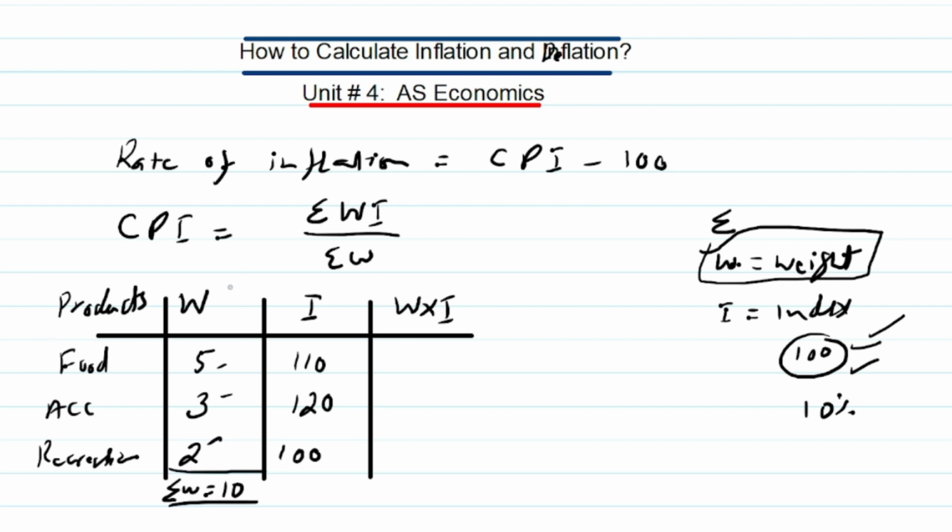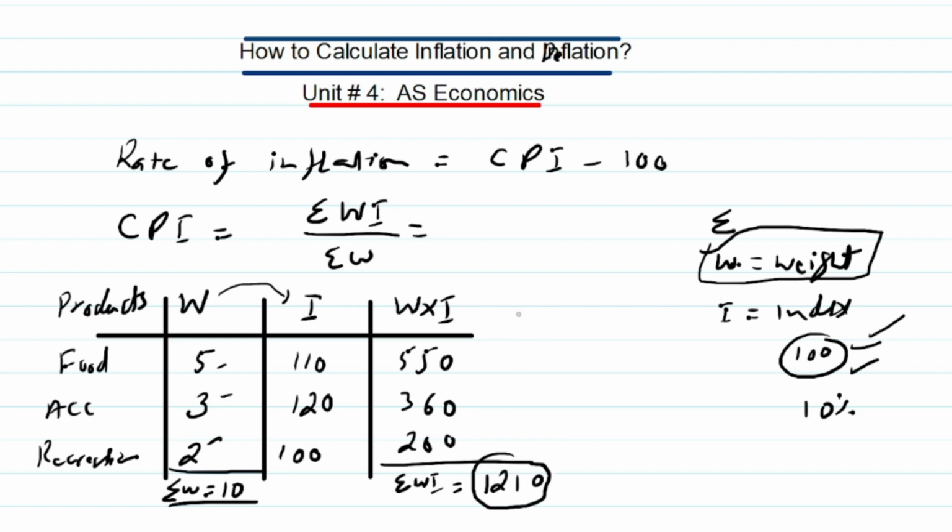Now what we will do is multiply these two values. 5 into 110 is equal to 550, 120 into 3 is equal to 360, and 100 into 2 is equal to 200. So now we will get the sum of weighted index. We will add all these values and the sum will be 1210. Now we can just put this value of weighted index into the formula: 1210 divided by the sum of weights, that is 10, so 1210 over 10 will be 121.